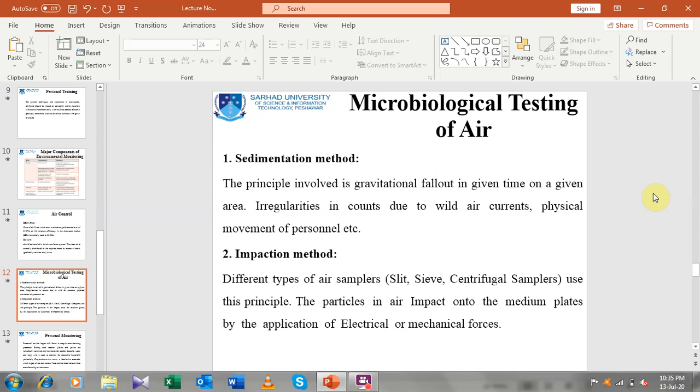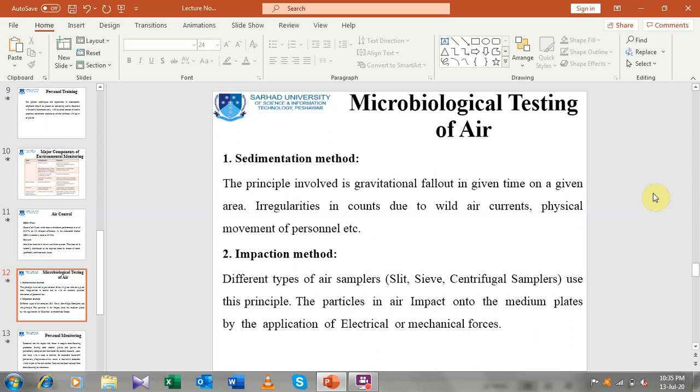If the sedimentation is irregular, it means that the sedimentation of the air under the influence of gravitational force is affected by the wild air counts, irregularities or physical movements of the personnel as well. By this way we can check the microbiological testing of air.